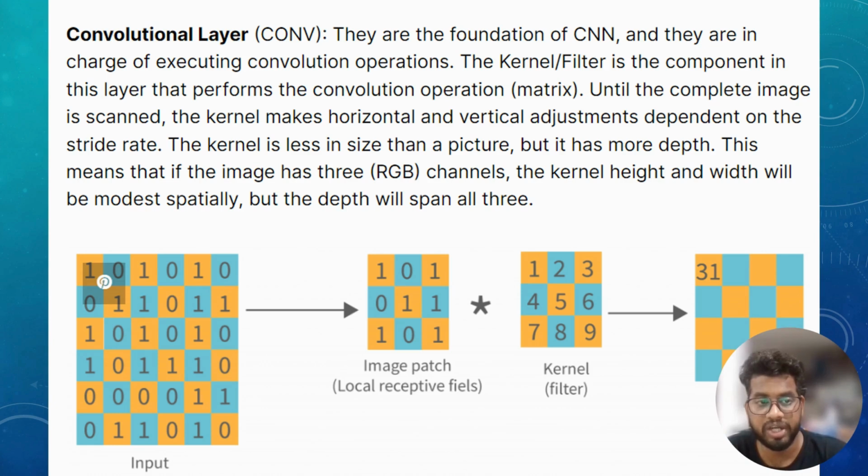As you can see in the diagram, we have an input image that goes through the image patch, that is the local receptive fields, then through the kernel, and then this is how you get your output.